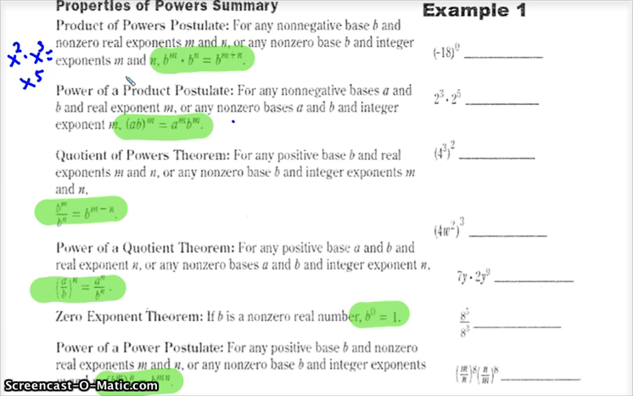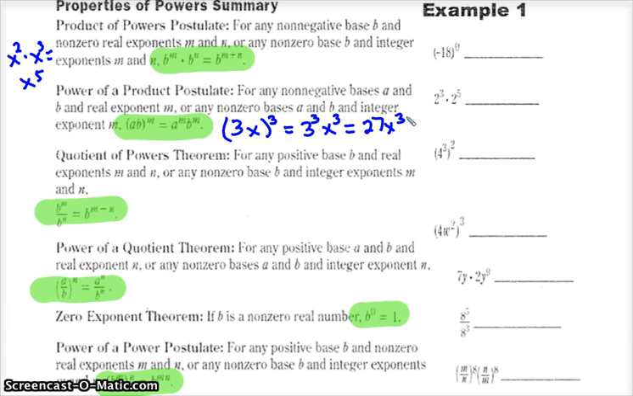Another example is called the power of a product postulate. This occurs when I raise two numbers to the same power. So, for example, 3x all raised to the third power. This tells me I need to raise the 3 to the third power as well as the x to the third power. Altogether, I would get 27x cubed.